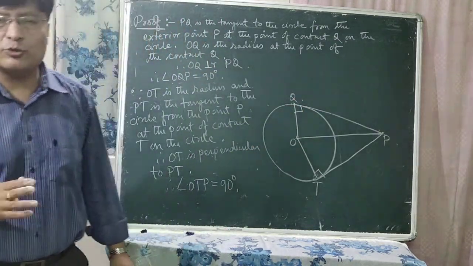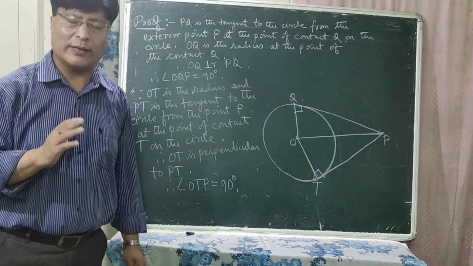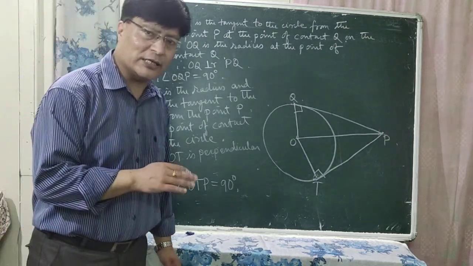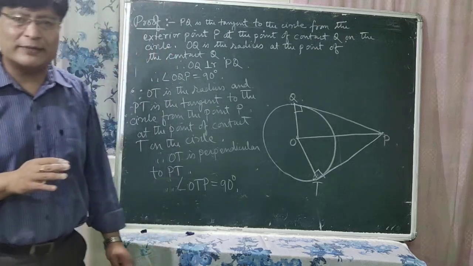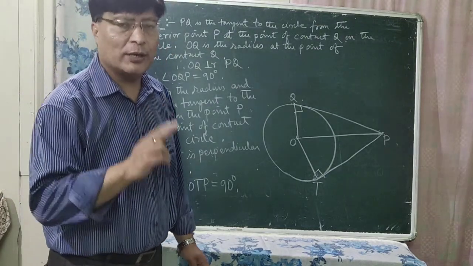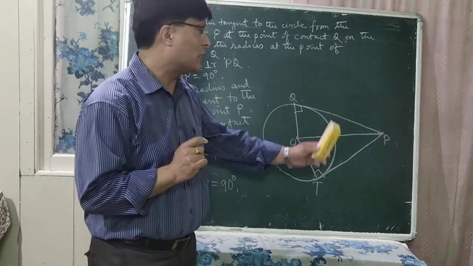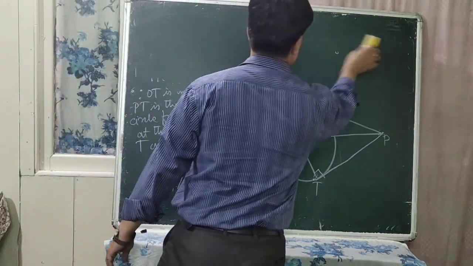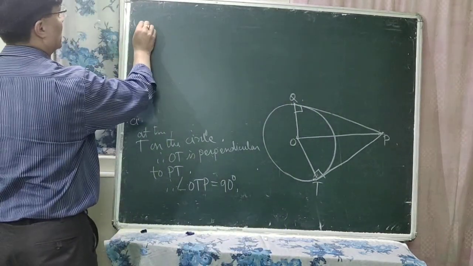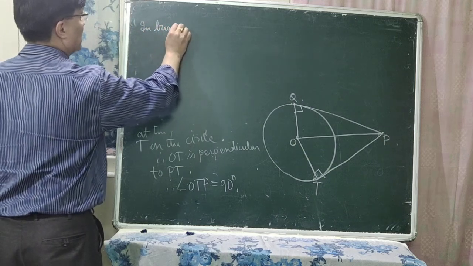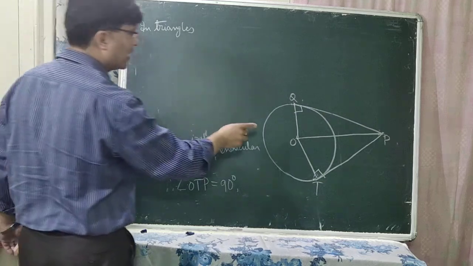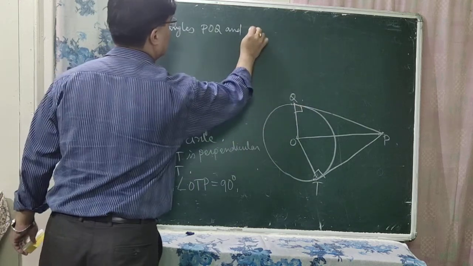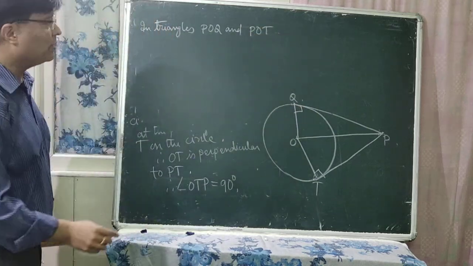In order to prove that these two triangles are congruent, means equal in all respects. Equal in all respects means equal in all angles, equal in all sides. So in order to prove that these two triangles are congruent, you have to give three reasons. Now we will prove that these two triangles are congruent, right? So in triangles POQ and POT, we have to give three reasons here.